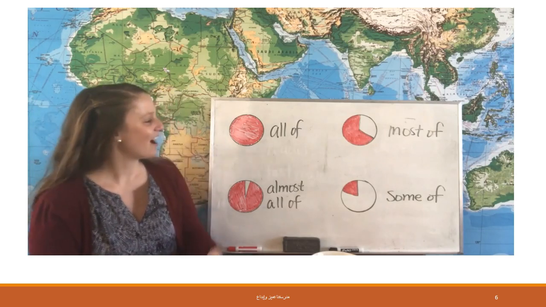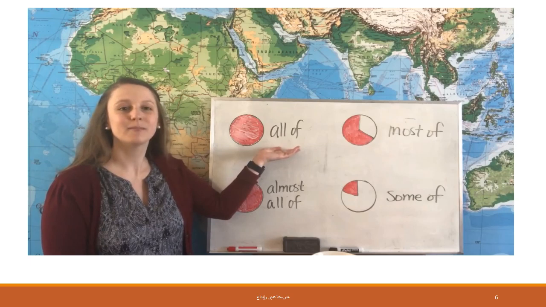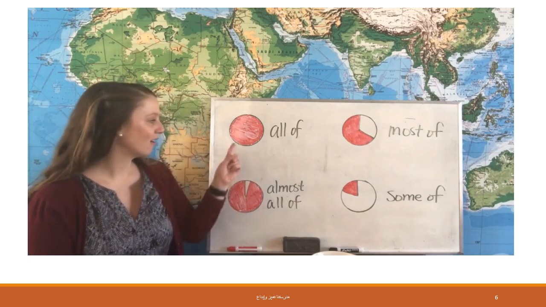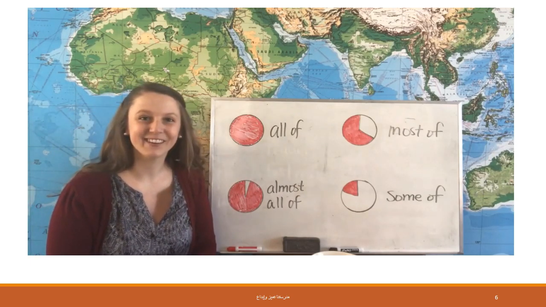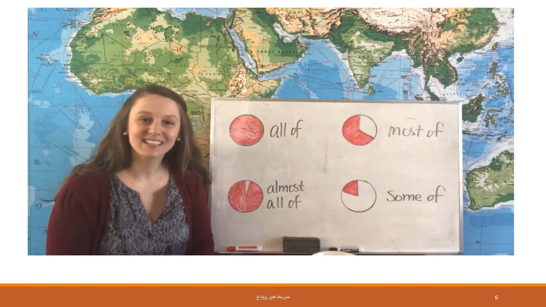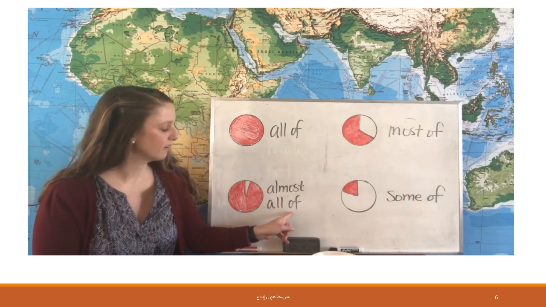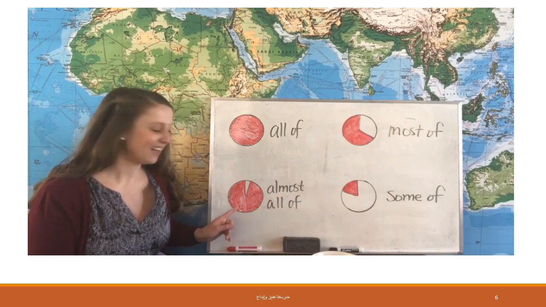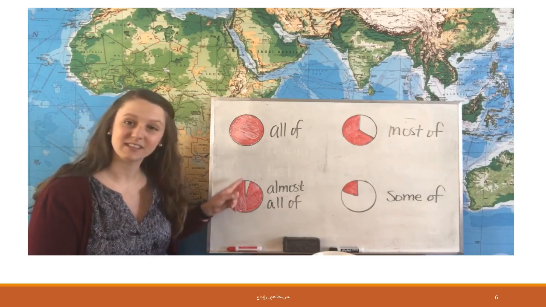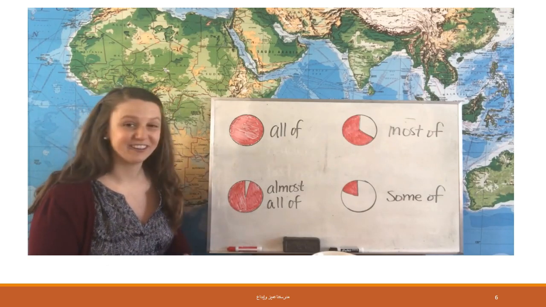followed or not followed by of. Our first one is all of. This means 100%. For example, all of the circle is red. Whatever you understand from it, just write down notes. Let's start. The next one is a little bit less. Almost all of means a little bit is not. We can see a little bit of this circle is white, but almost all of the circle is red.